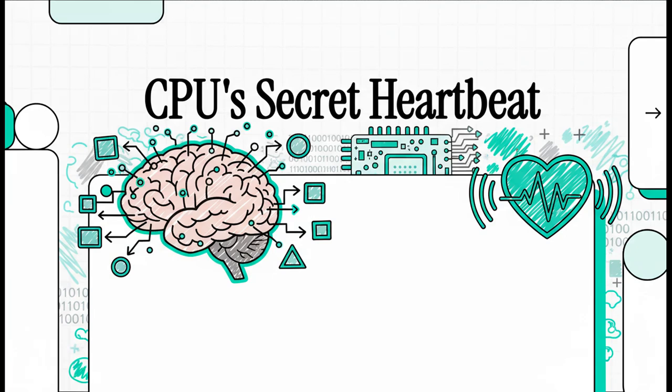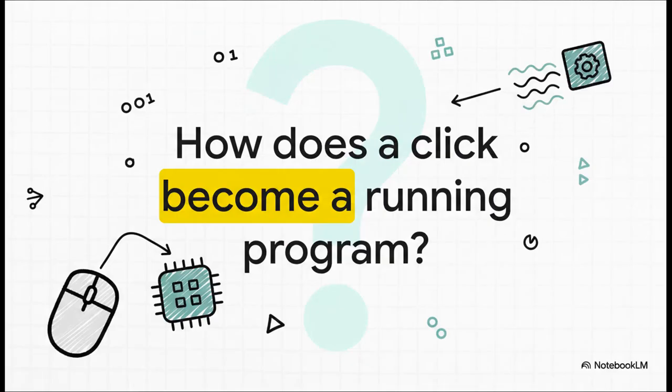Ever stop to wonder what's really happening inside your computer when you just click on an icon? How does this silent box of metal and plastic seem to think? It feels like total magic, right? Well, it's not. It's actually a process, a kind of secret heartbeat, and we're going to put our finger right on its pulse.